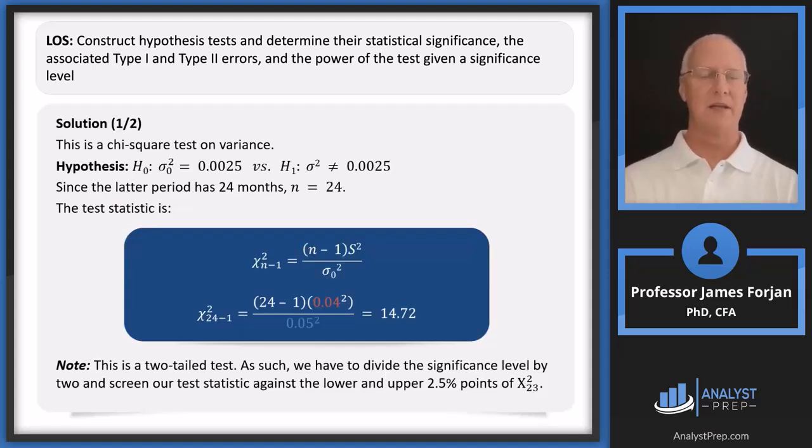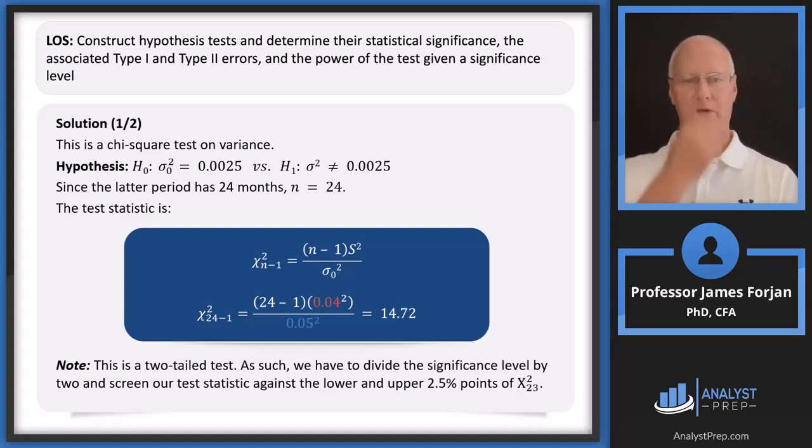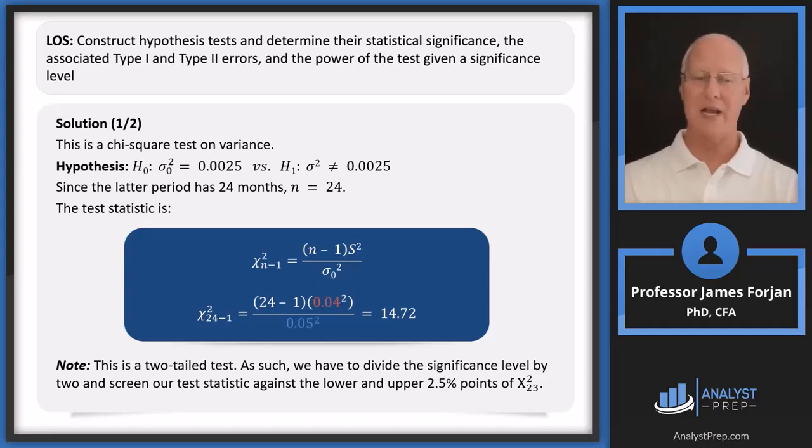So let's go ahead and state the null hypothesis. There we go. The variance is equal to 0.0025. It's a two-tailed test, so the alternative is not equal to 0.0025. Since the latter period has the 24 months, we're going to use that in our chi-square distribution. So all we're going to do is say 24 minus 1, put the 4.5% in the numerator, put the 4% in the denominator. Now make sure you square them, right? And divide by 24 in the numerator. So that gives you 14.72. There's our test statistic.